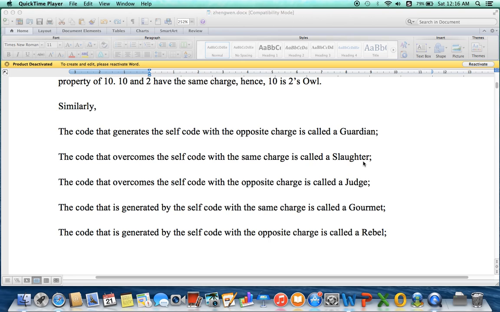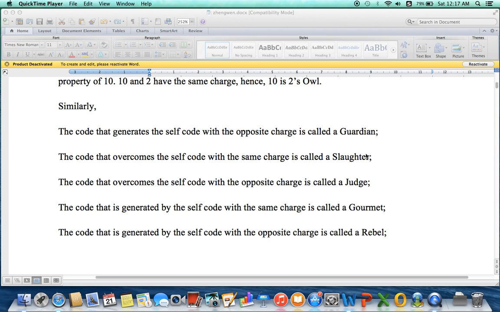As wood, the slaughter is metal with the same charge. For example, 2's slaughter is 8, because 2 is negative and 8 is negative. They are both even. And 1's slaughter is 7, because 7 is a positive metal and 1 is positive wood.